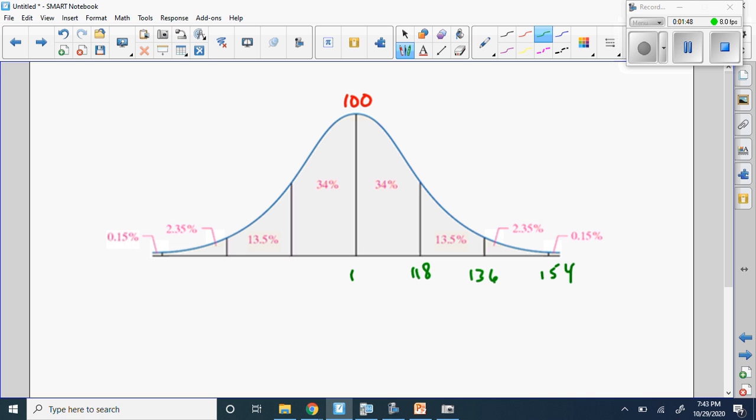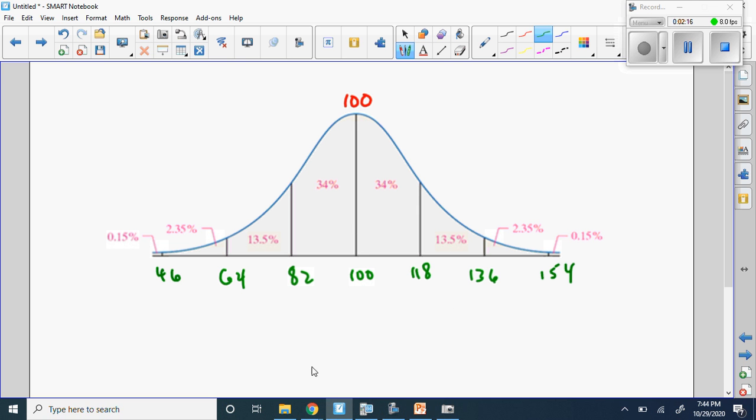Now that's 100, and if I go 18 below 100, one standard deviation below the mean, that would be 82. If I go another 18, another standard deviation, that would be 64. And if I go another, that would be 46, right? So you can answer every question that you need to based off this.